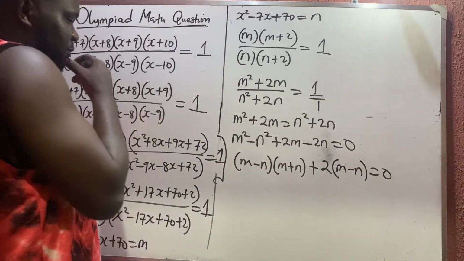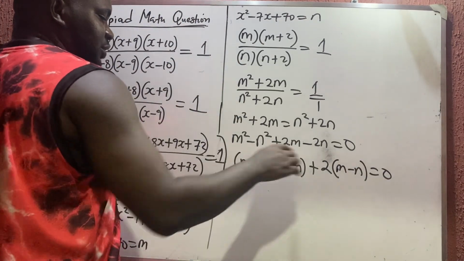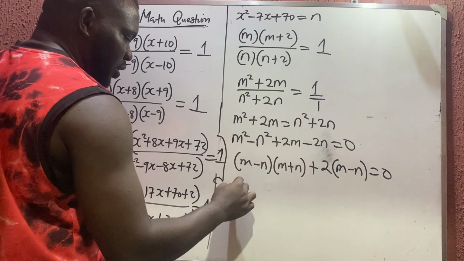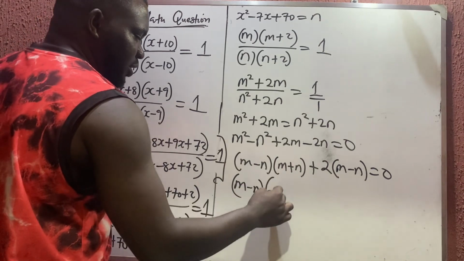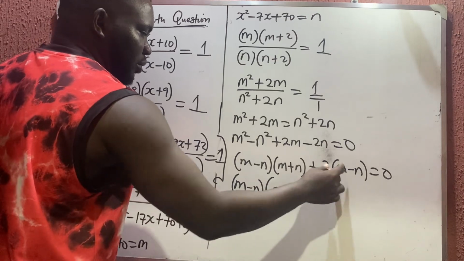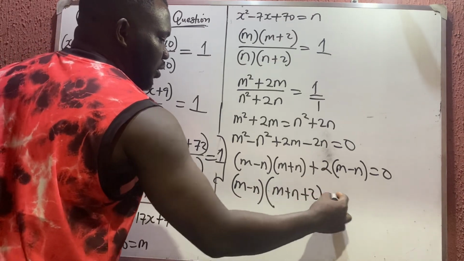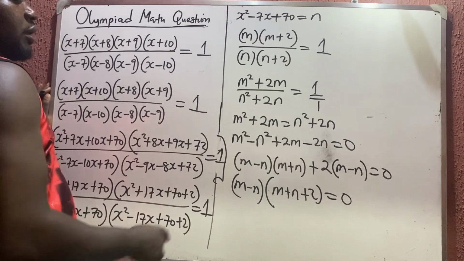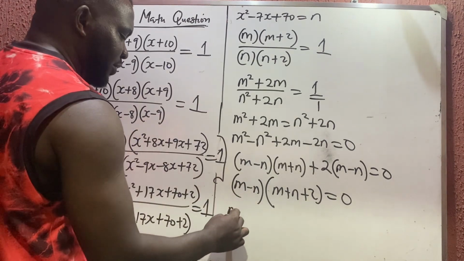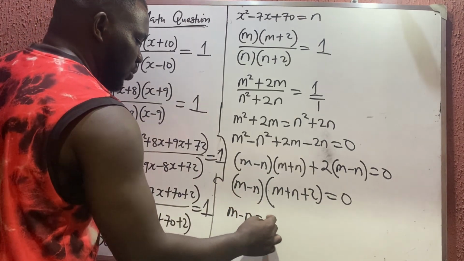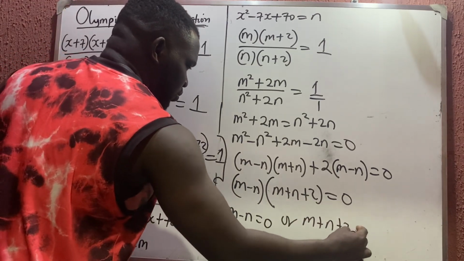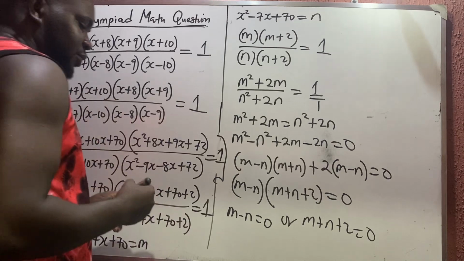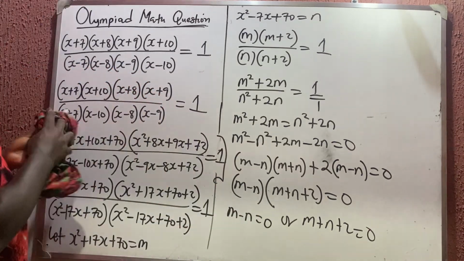Okay, so now they have something in common. They have m minus n in common. So if I open bracket, what is remaining here is m plus n, and what is remaining here is plus 2, is equal to 0. Now these are two cases. The first case is m minus n is 0, or we have that m plus n plus 2 is 0.